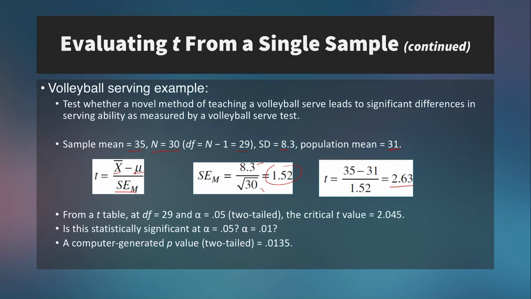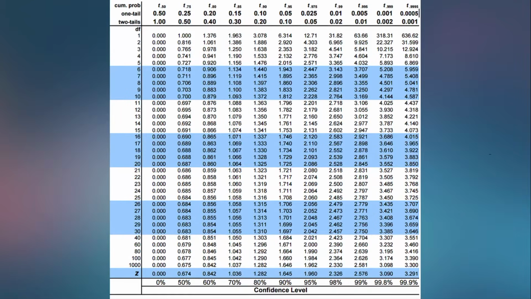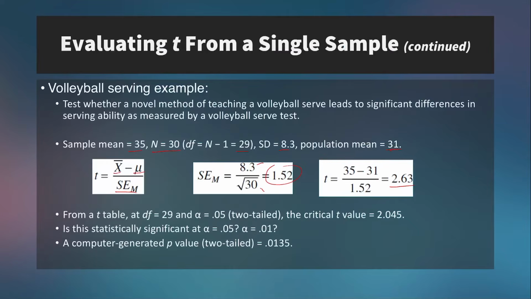Now, if we look up in the t-table the corresponding critical t-value that we need to achieve for statistical significance, let's go to a t-table. We know that our sample size is 30, so our degrees of freedom is going to be 29. And we want to look in this column right here, because our alpha level is 0.05, and we go across and we find that 2.045 is the critical t-value.